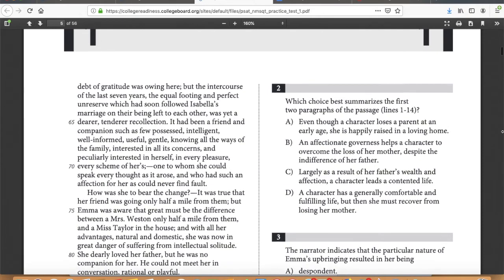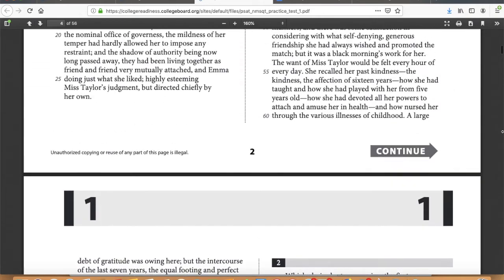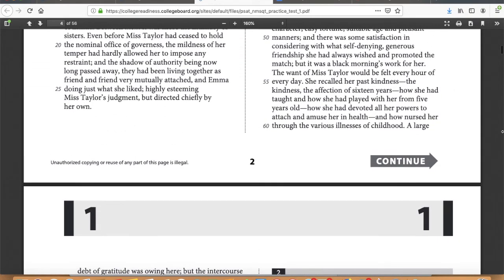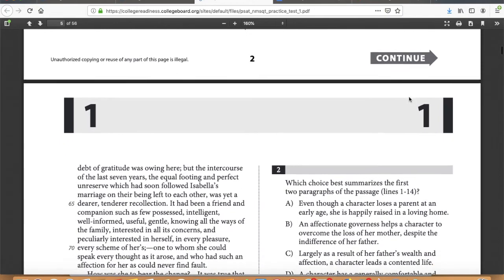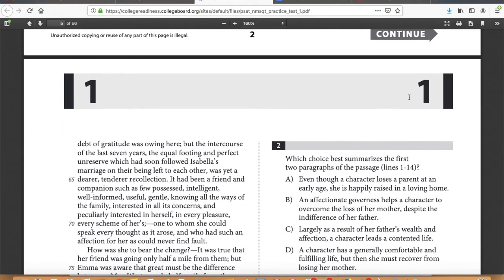She has these memories of being taken care of when she was a child, right, in the earlier part of the paragraph. Like in line 55, she recalled her past kindnesses, the kindness and affection of 16 years, when she was taken care of as a child. And then it says, but the intercourse of the last 7 years, the equal footing, which means the equality they had, basically. They treat each other as friends. And the perfect unreserve, which had soon followed Isabella's marriage on their being left to each other. So they have a very open relationship.